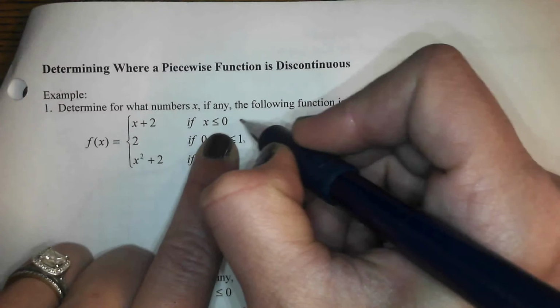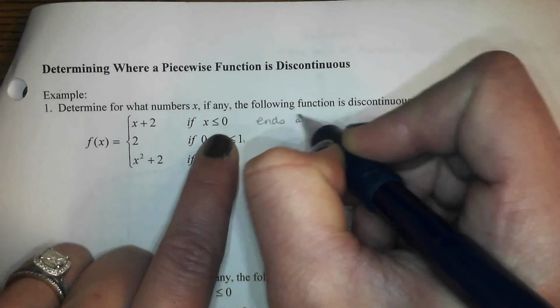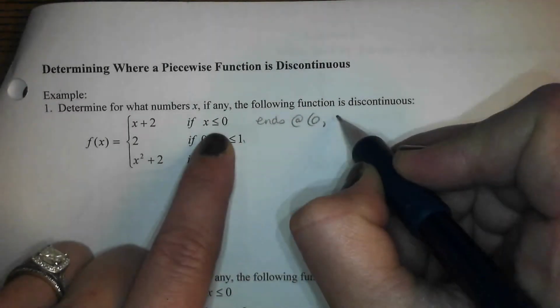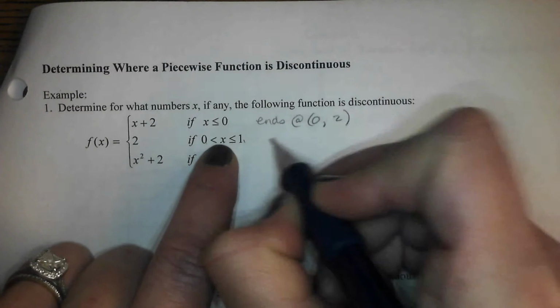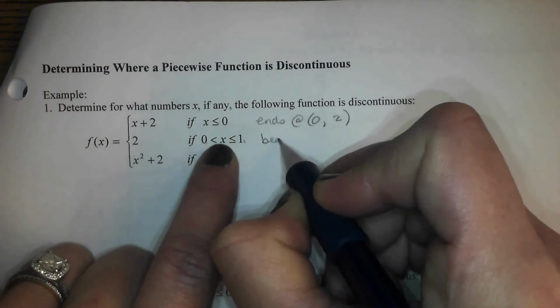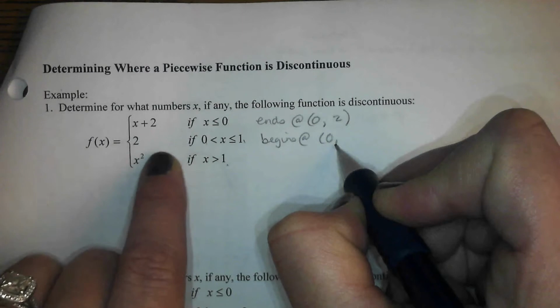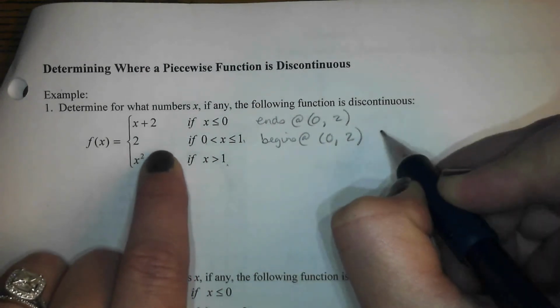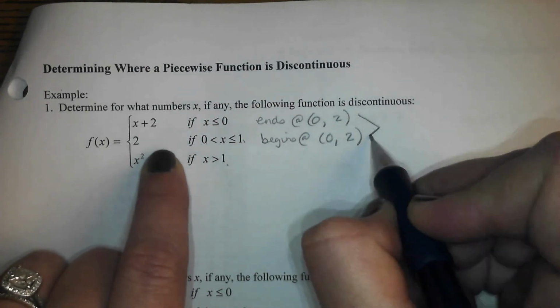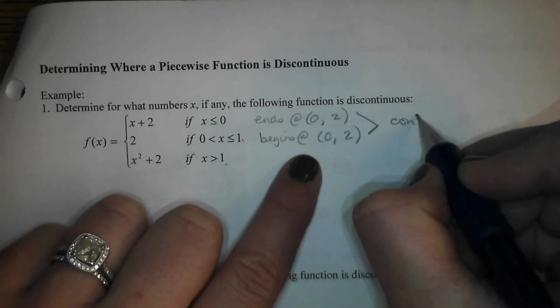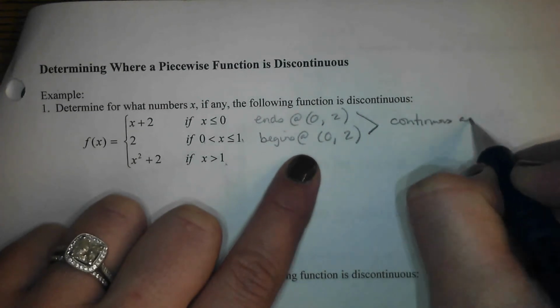So you're going to say that this one ends at 0, comma what? 0, comma 2. Good. This one begins at 0, comma 2. So the conclusion we have at 0 is that it's continuous at 0.